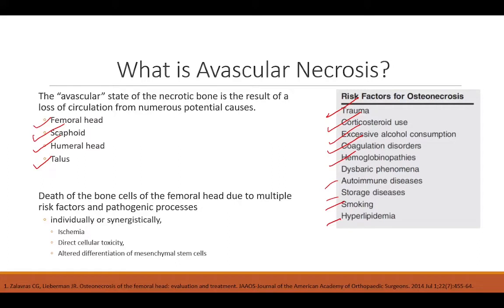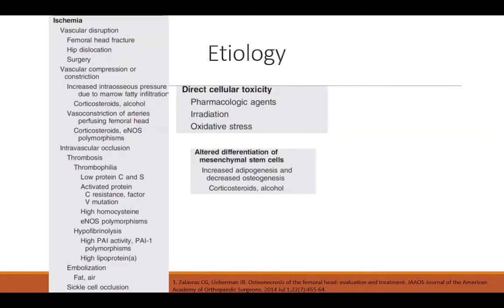The death of the bone cells from the femur due to multiple risk factors and pathogenic processes, individually or synergistically, following ischemia, cellular toxicity, or altered differentiation of mesenchymal cells, all contribute to the pathogenesis of AVN. The etiology includes either ischemia, direct cellular toxicity, or altered differentiation of the mesenchymal cells.